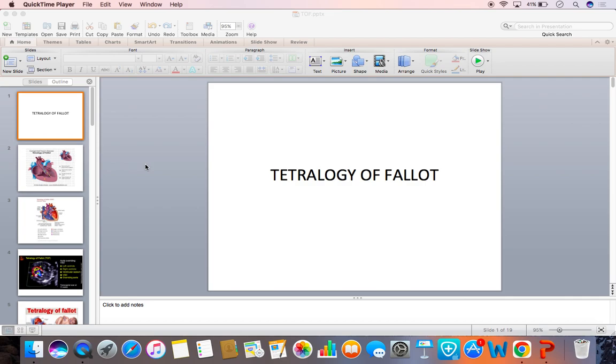Then there is a malaligned ventricular septal defect that results in the overriding of the aorta. The aorta opens into both the ventricles, receiving the blood from the right ventricle and the left ventricle, and mixed blood flows into the systemic circulation. Because there is obstruction to the right ventricular outflow tract, the right ventricle develops thickening of its walls.